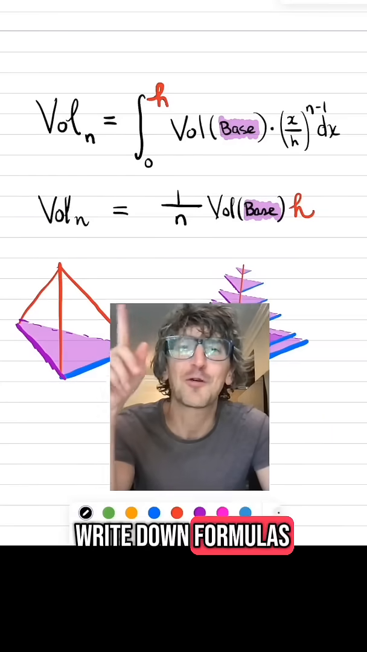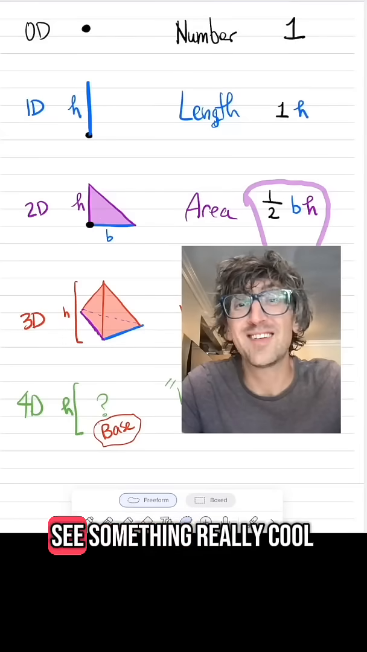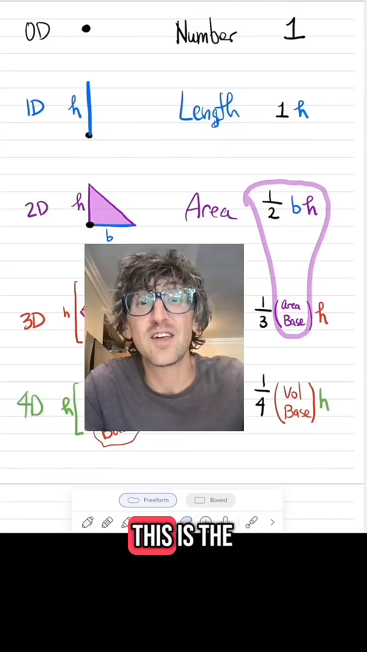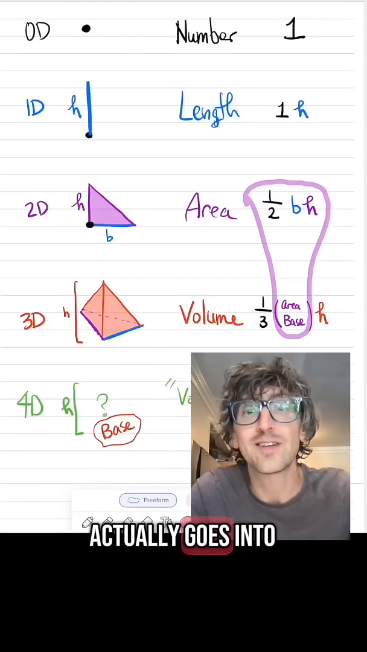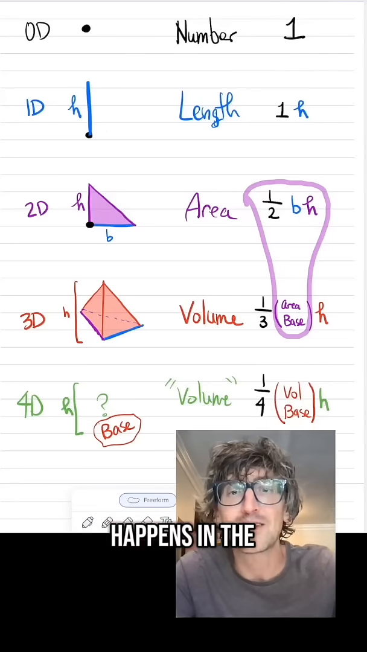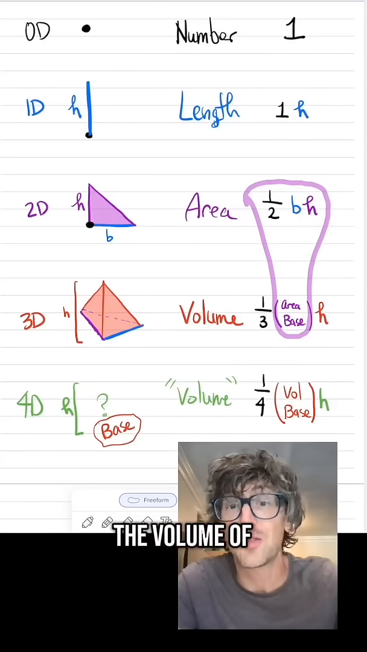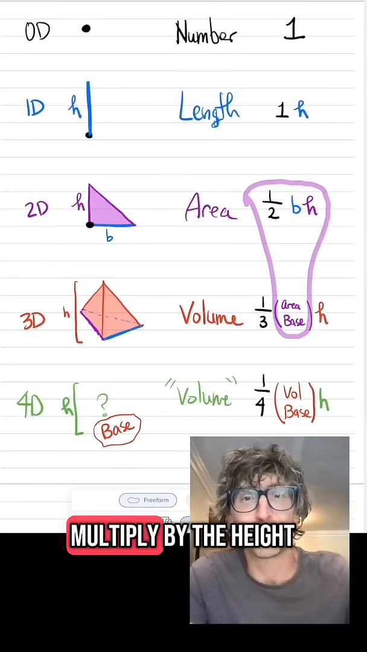And we might write down formulas like this to work out exactly what's going on. When we do that for pyramids, we see something really cool. For instance, if this is the base of a 3-dimensional pyramid, then its area actually goes into the formula for volume. And look, we're dividing by 3. And when we work out what happens in the next dimension, the volume of the base gets in there too. And we just divide by 4, and then we multiply by the height.